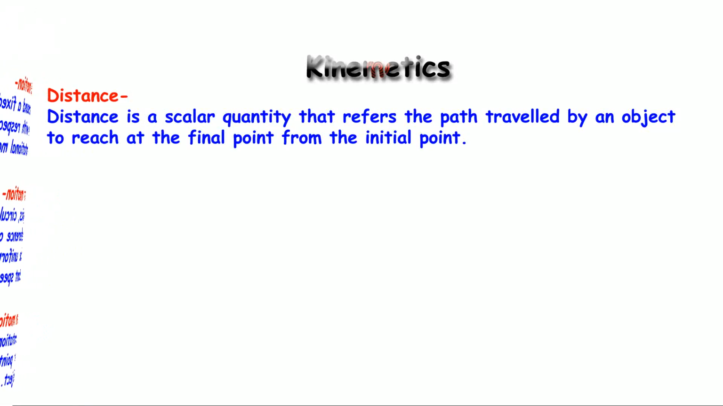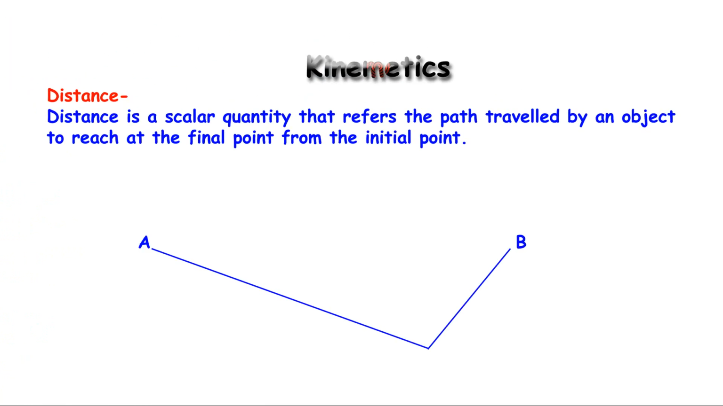We will only concentrate on the translational motion in this chapter, and as a result we will first define the term that is known as distance. So distance is the scalar quantity that refers to the path traveled by an object to reach the final destination from its initial point. Now imagine 2 points on screen, that is A and B.